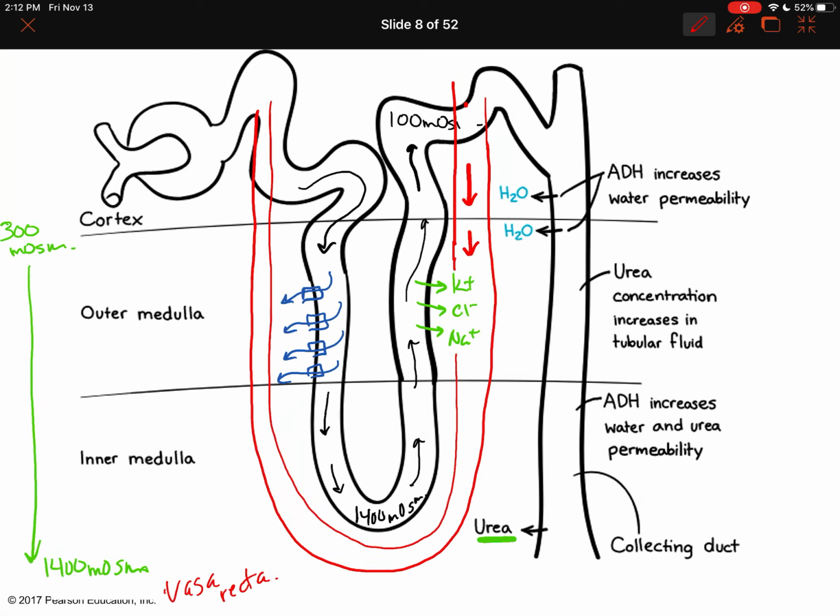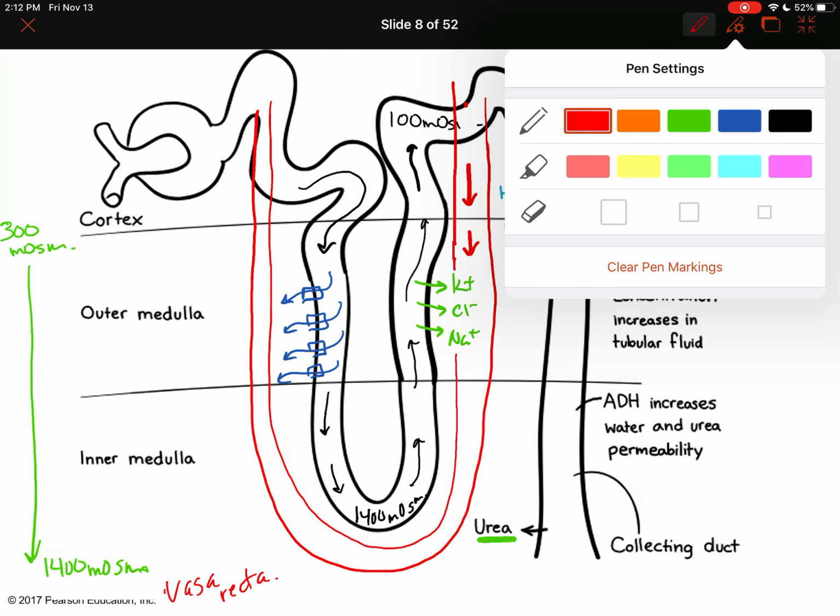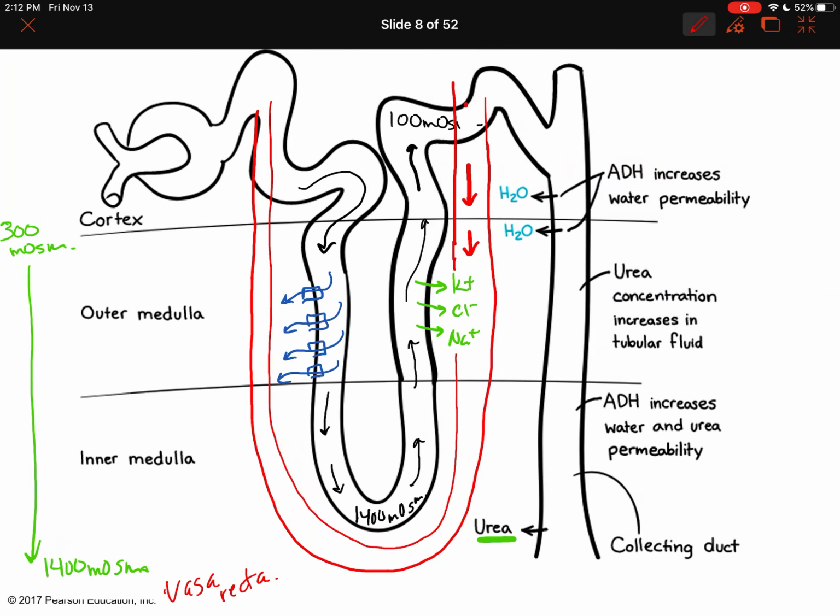But what does that do to the osmolarity of the blood? It's going to also make it hyperosmotic, right? So as the blood is moving down the vasa recta, when it reaches that loop, it's also super, super hyperosmotic. It's about 1200 milliosmoles. Okay, so it's super salty blood.